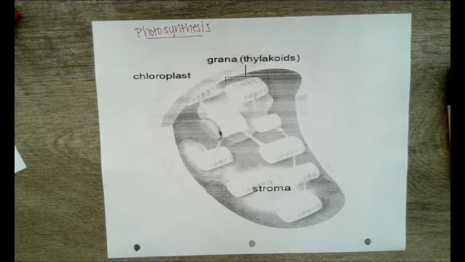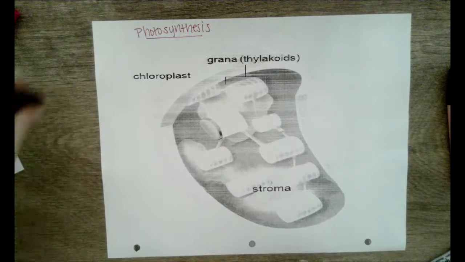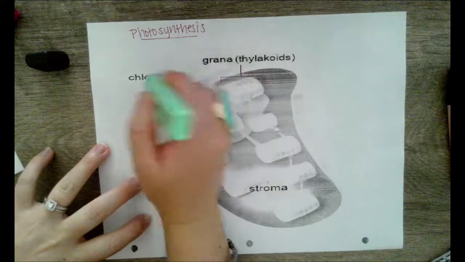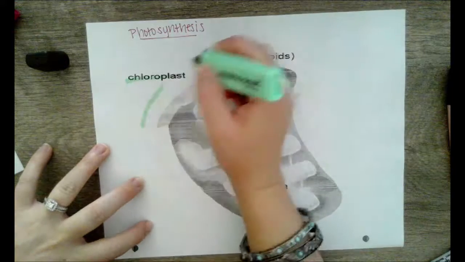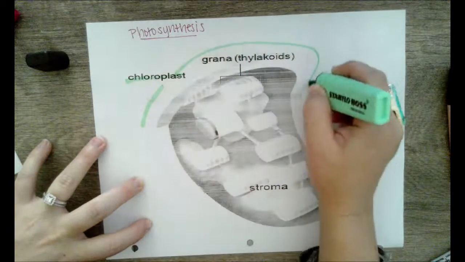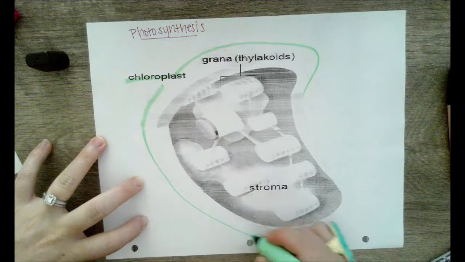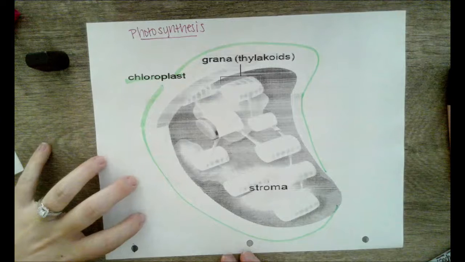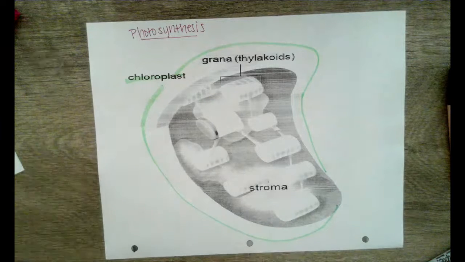Let's begin with the structure where photosynthesis actually happens. Alright, so we have in our picture a nice big chloroplast. It's kind of hard to see, but the chloroplast is going to be this big structure just like this. And on the inside there are a few smaller structures called the stroma and the grana.